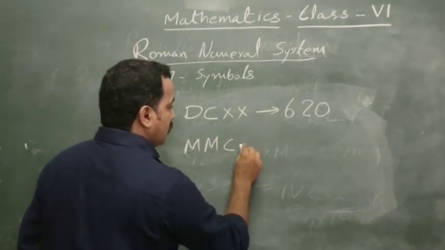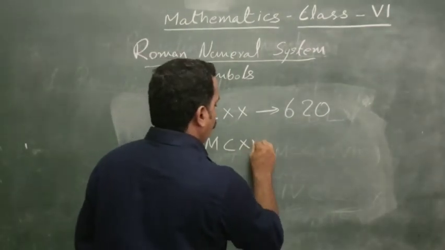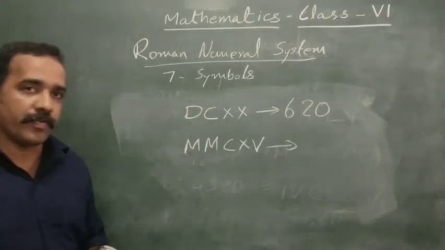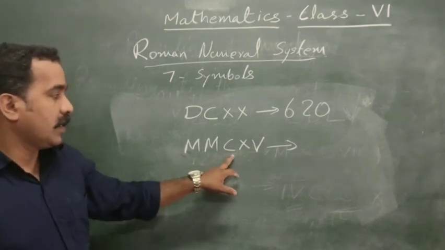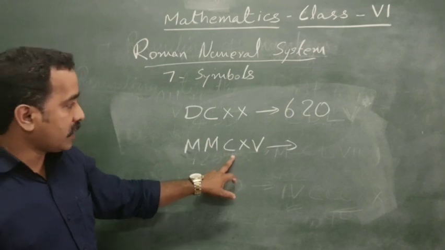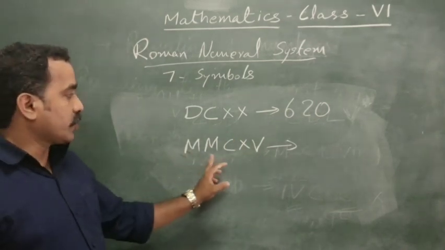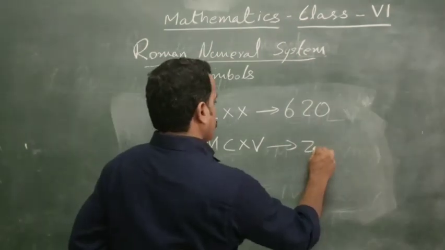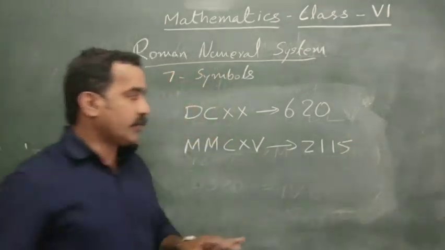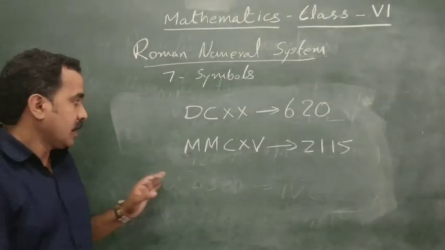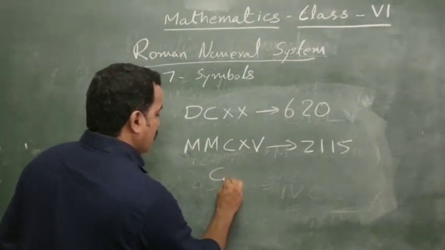Another number, M, C, X, V. How can we convert? M, 1000, 2000, 2100, 10, 5, 15. So 2100, 2115.